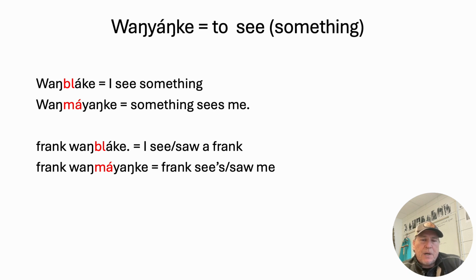Okay, but let's flip it around and add ma in there. So it becomes wamayanke. And that changes it into something sees me, right? He, she, or it sees me. So the way that would work in a sentence, I could say Frank wamblake. I see or I saw Frank. And if I wanted to flip that out with the ma, Frank wamayanke. Frank sees or he saw me. All right, so we can play around with those conjugations and totally change the meaning of them.